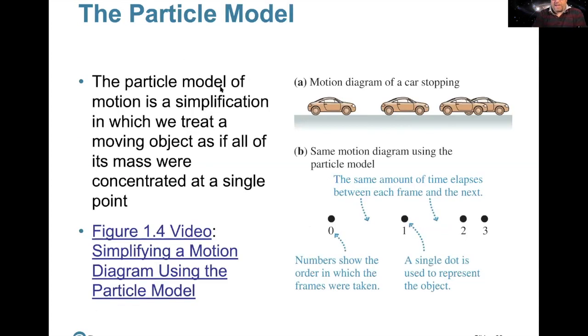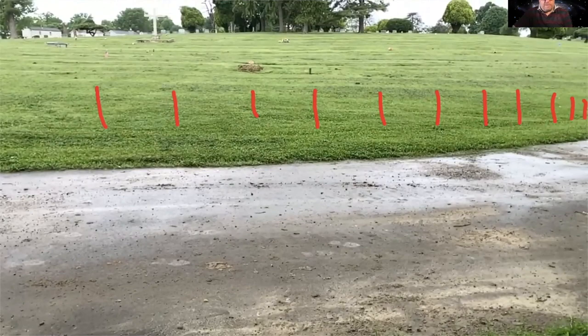So what do we mean by a particle model? Well, in the video here, if instead of cars, we replace the car by a dot, then we could look at the position of these dots as a function of time. And we would see that as the car is slowing down, the dots get closer and closer together.